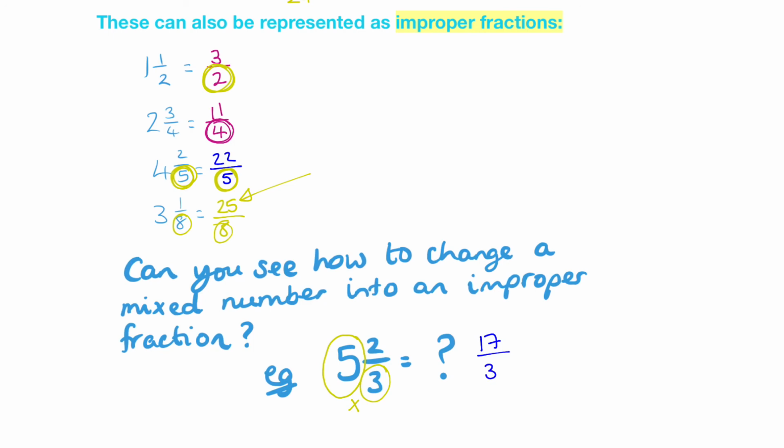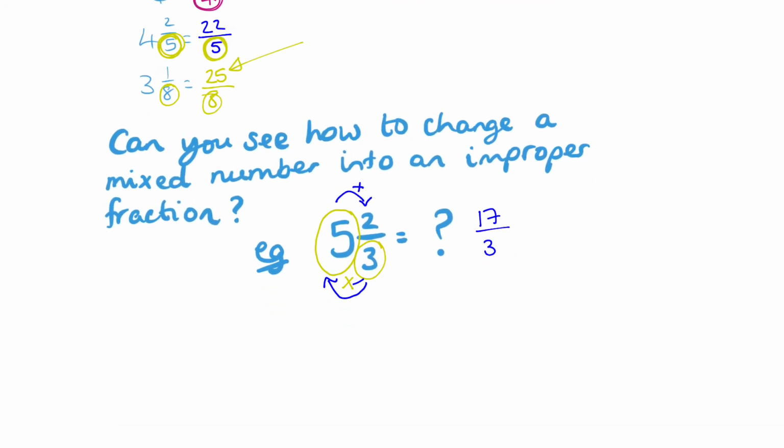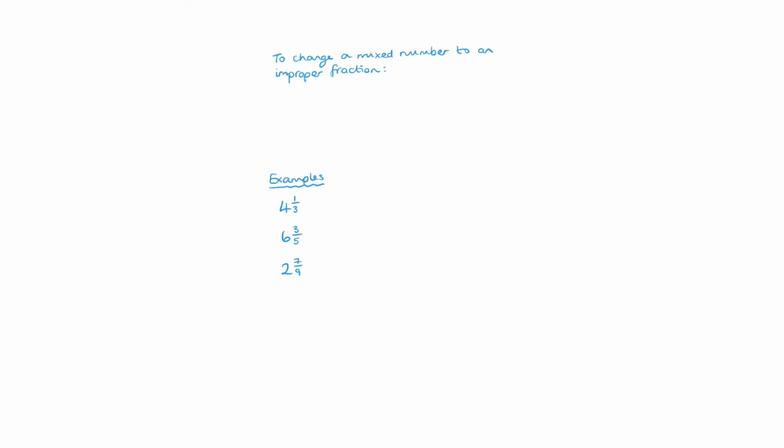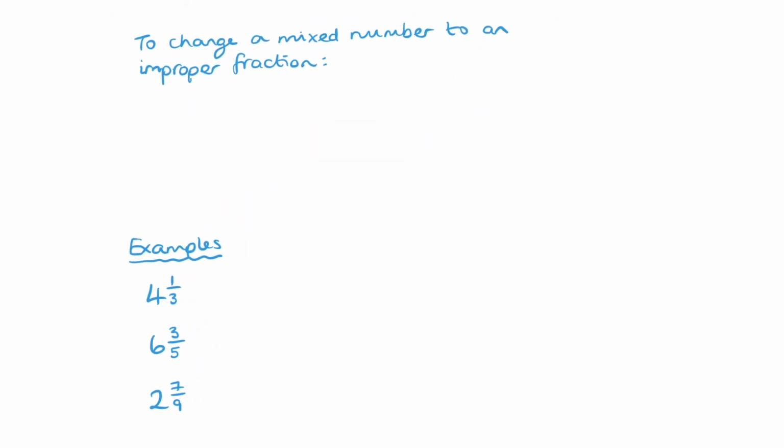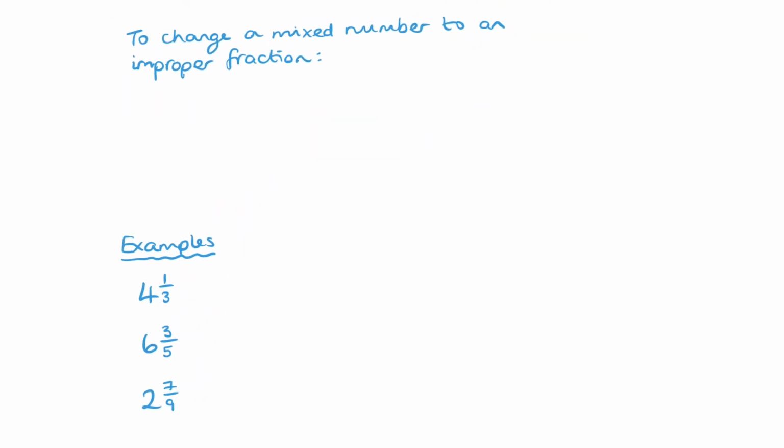Alright, so the way to change a mixed number into an improper fraction is you multiply the denominator by the whole number, and then you add the numerator. So we do 3 times 5 is 15, add 2 makes 17, and the number on the bottom of the fraction doesn't change. Okay, so we're just going to write that down just now.